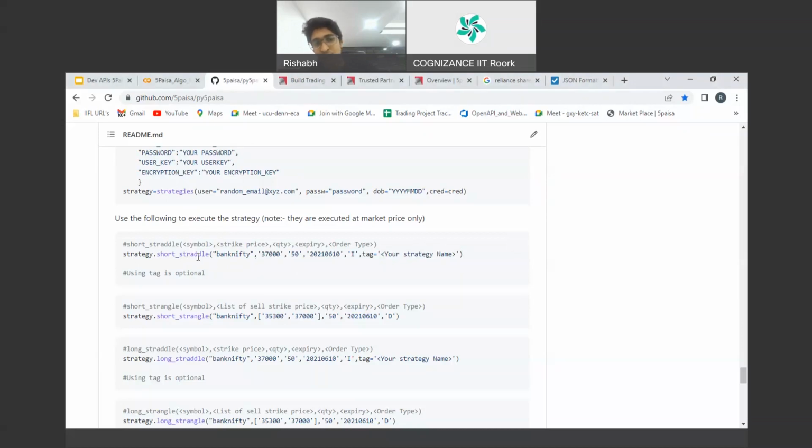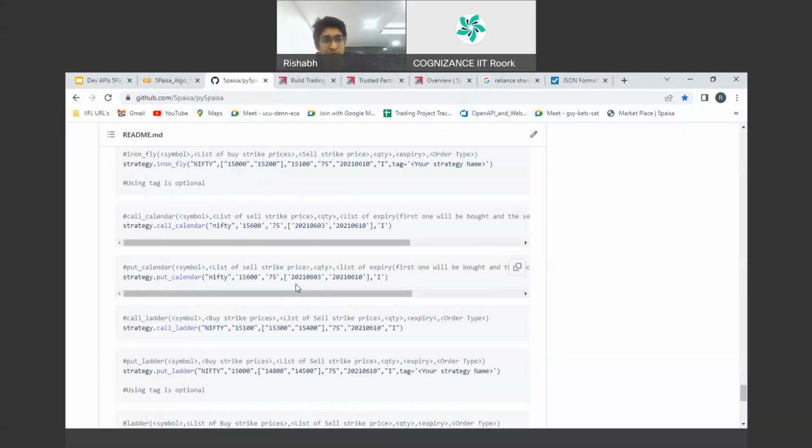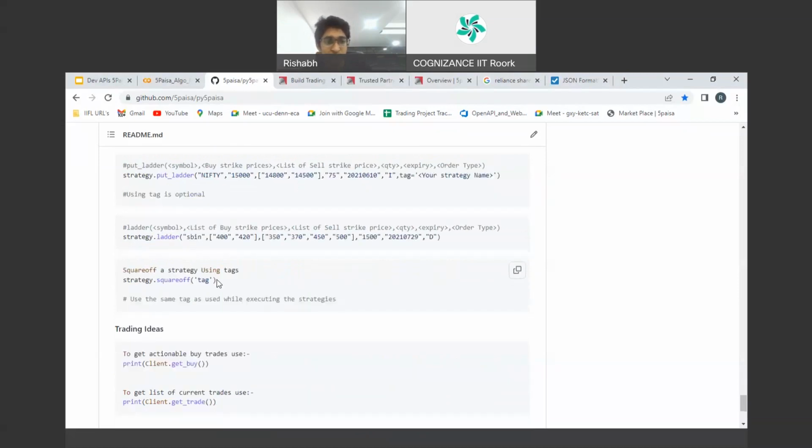Let's say there is a short straddle I want to do for Bank Nifty. This is a script, and the tag can be, let's say, strategy one. And now if I'm done with that strategy and I want to square that off, we have got over here a square off function that takes care of the reversing of this trade.